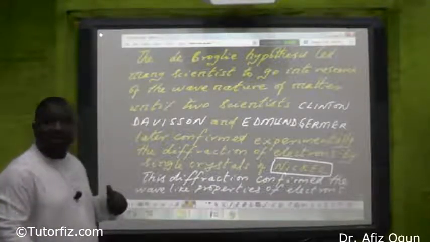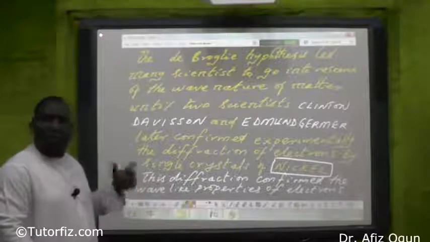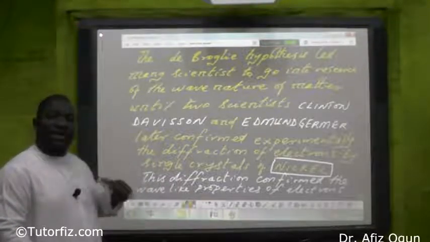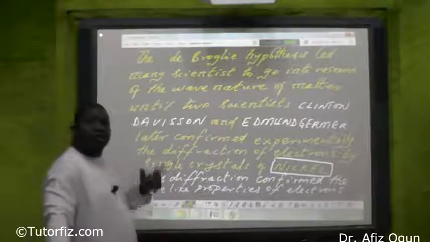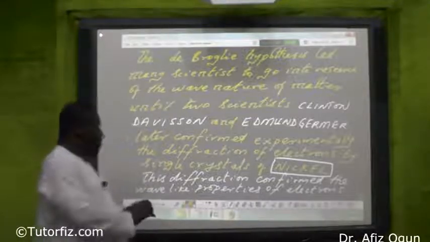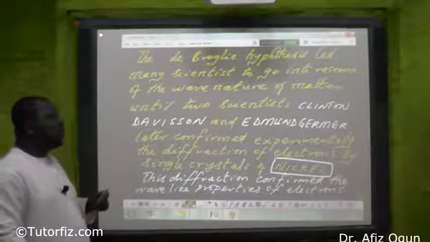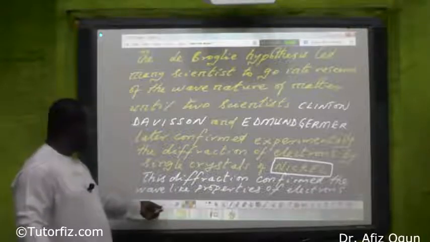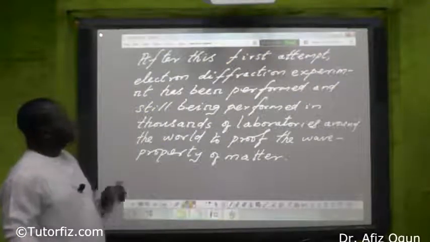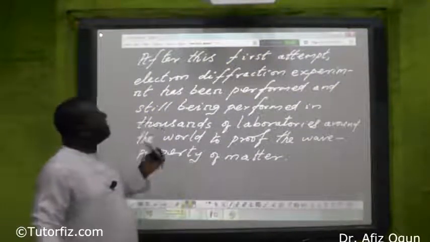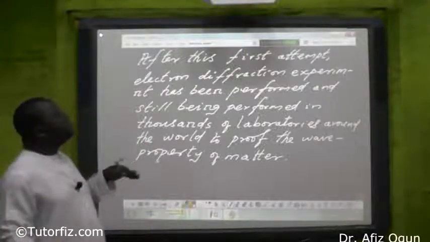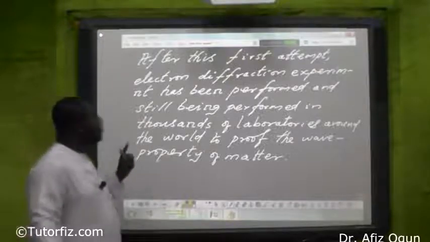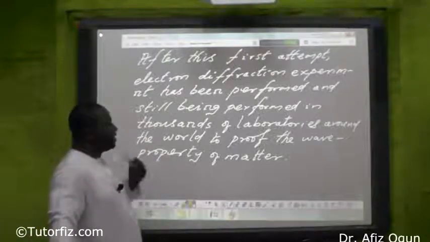So wow. For us to see a diffraction pattern on the screen, that means the electron is behaving like a wave. This diffraction confirms the wave-like property of electrons. After this first attempt, electron diffraction experiments have been performed, and are still being performed, in thousands of laboratories around the world to prove the wave property of matter.